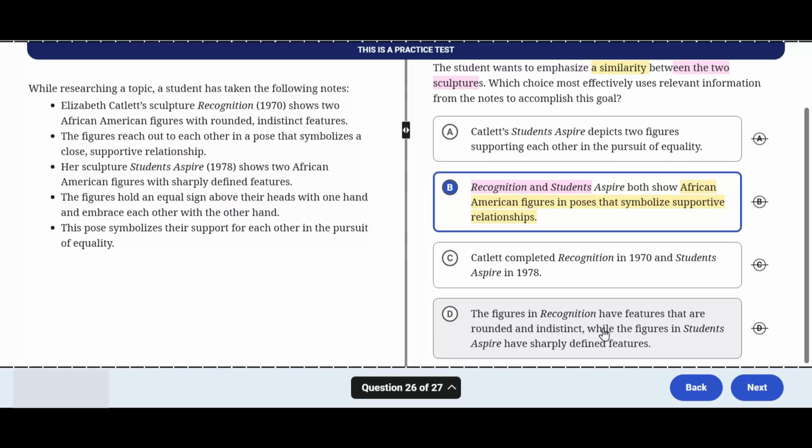D. The figures in Recognition have features that are rounded and distinct, while the figures in Students Aspire have sharply defined features. So you can see here, two sculptures, but there are differences. They talk about the differences in the sculptures themselves. This is not it. It's definitely B, which has two sculptures and a similarity between the two. And we didn't even need to read the bullets.